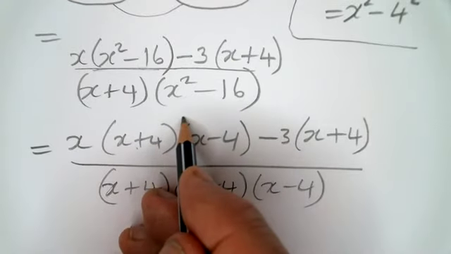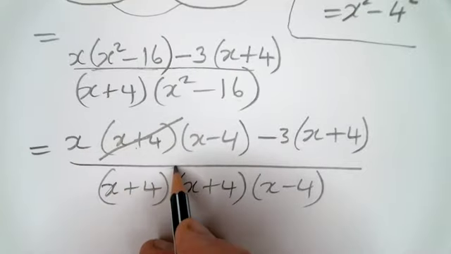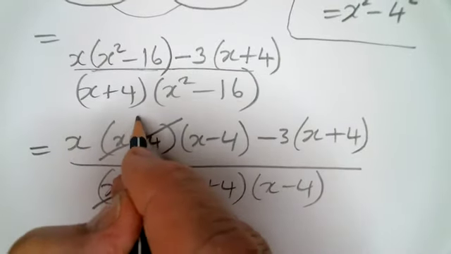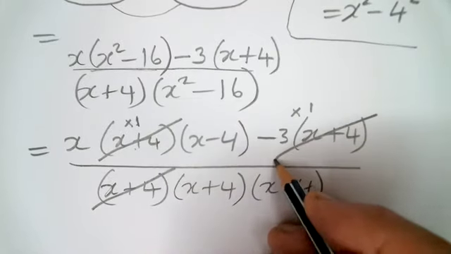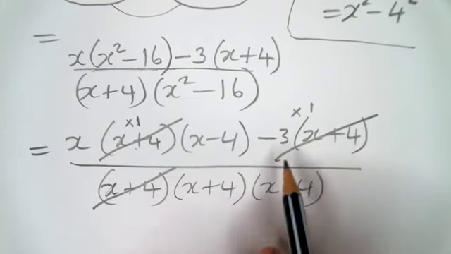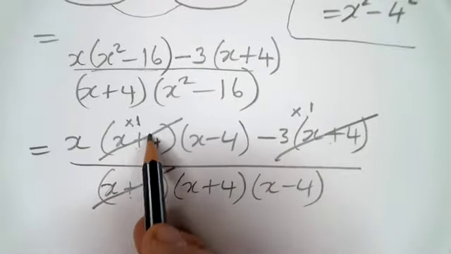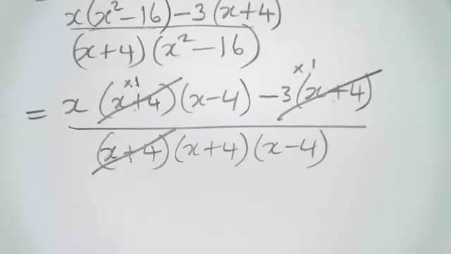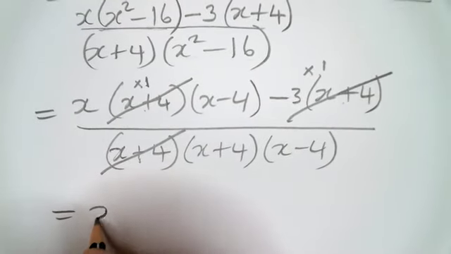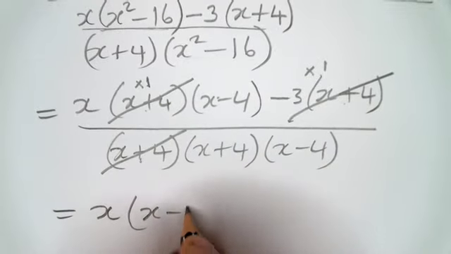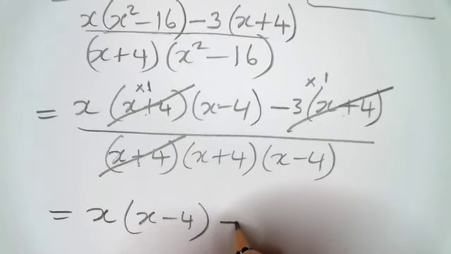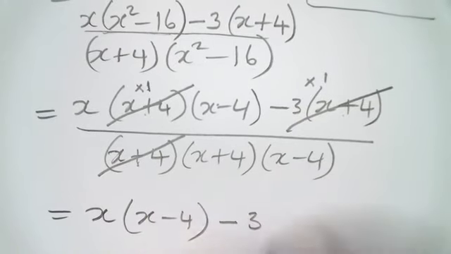But I can go x plus 4 divided by x plus 4 is 1. So that becomes a 1 there, times 1. And this also becomes a times 1 over here, because this divided by this is 1, and this divided by this is 1. So let's now re-expand that out. So we've got x times 1, and all I've got left here is x minus 4, minus 3 times 1, which is 3.